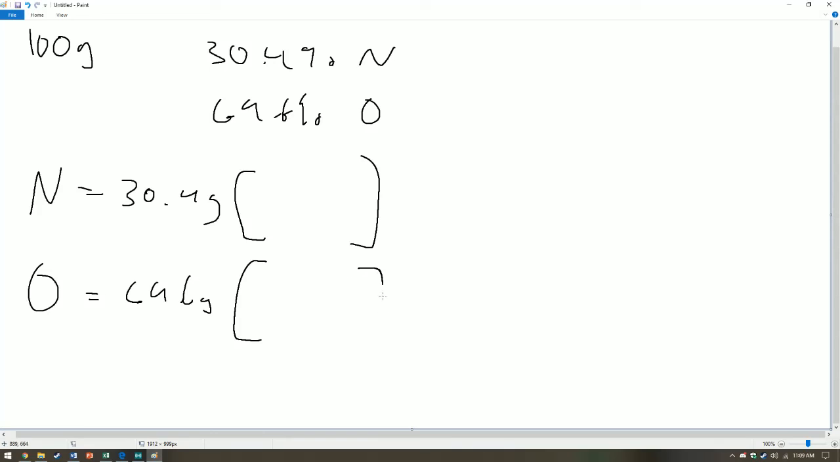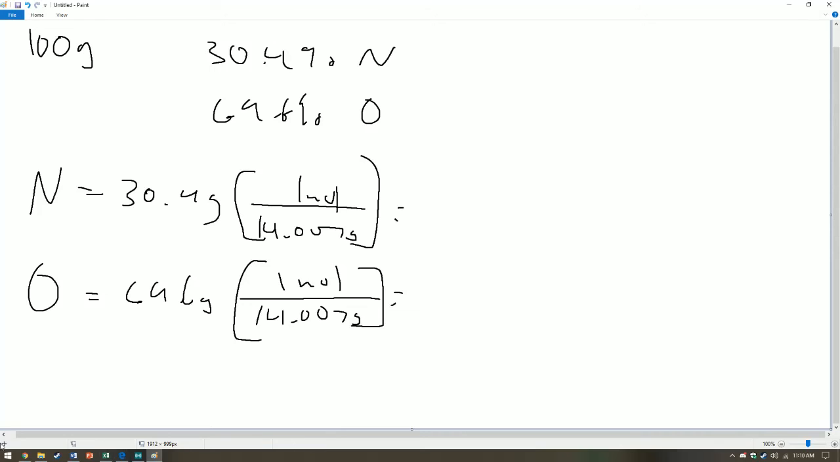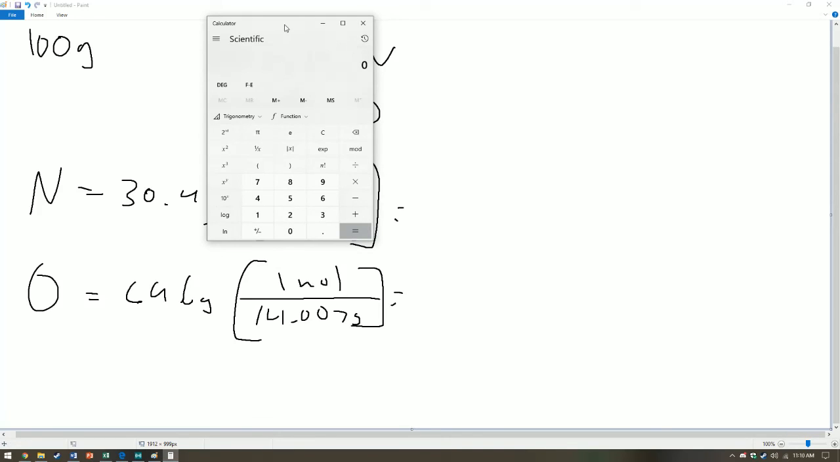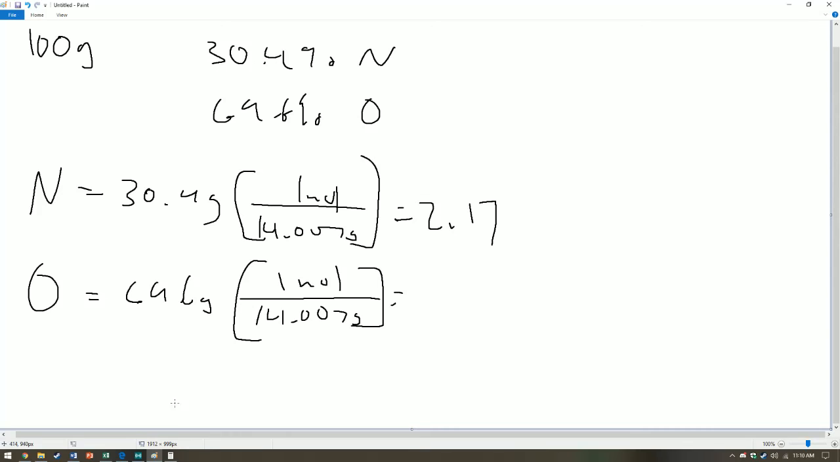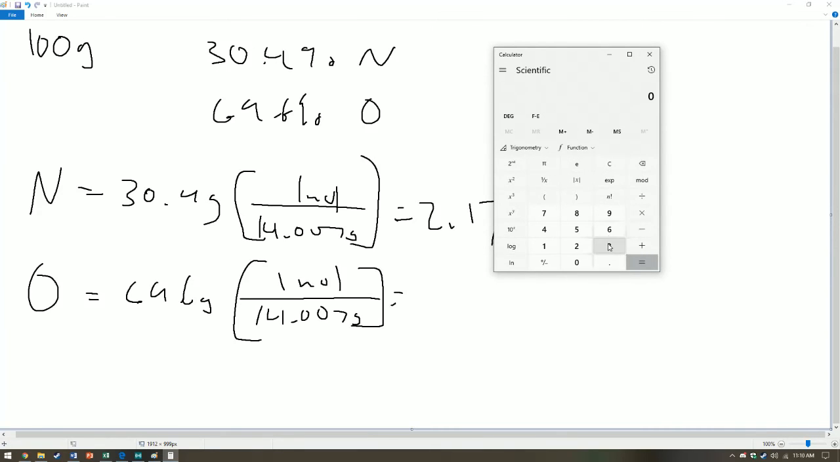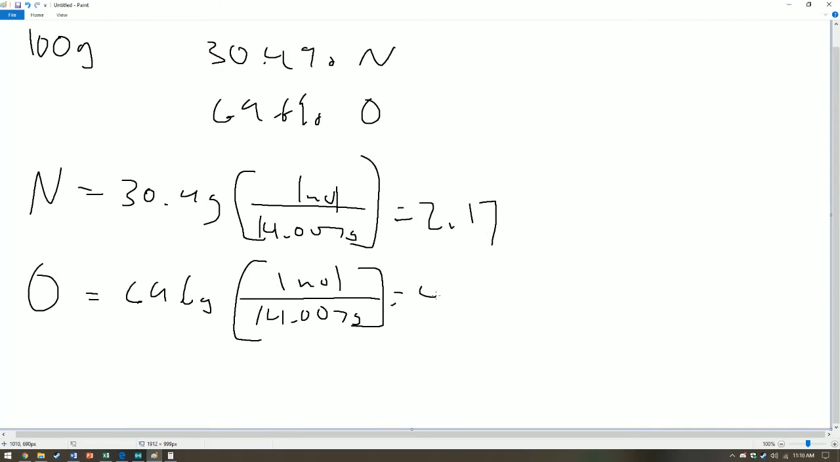And we do the same process again, where 14.007 grams is 1 mole. So 30.4 over 14.007 yields about 2.17 something. It doesn't really matter. And similarly, if I do 69.6 divided by 15.9994, here it's a little bit less obvious, so 4.35.